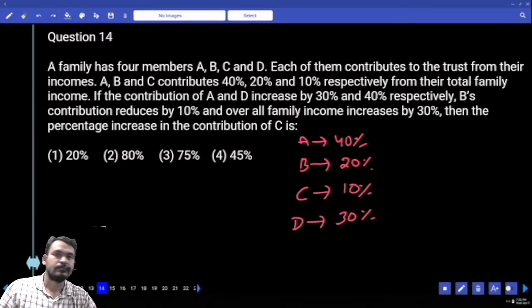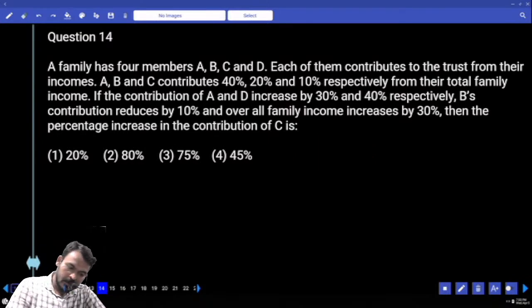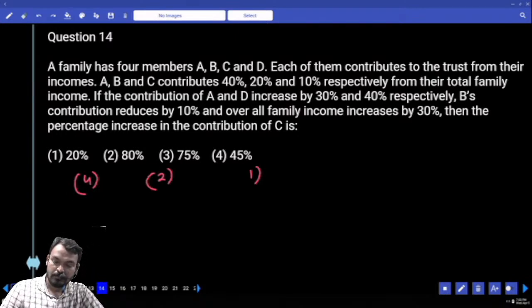Yes or no? Okay, means what is the ratio? 4:2:1:3. Total how many parts? 10 parts. A 4 parts, B 2 parts, C 1 part, D 3 parts.